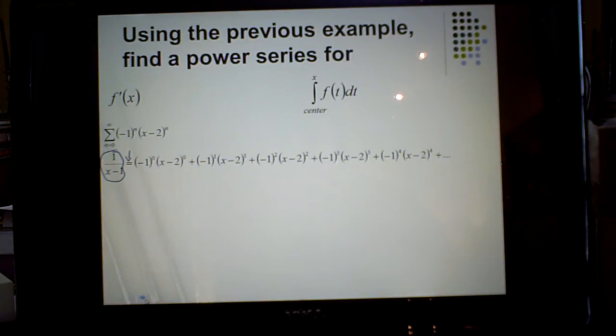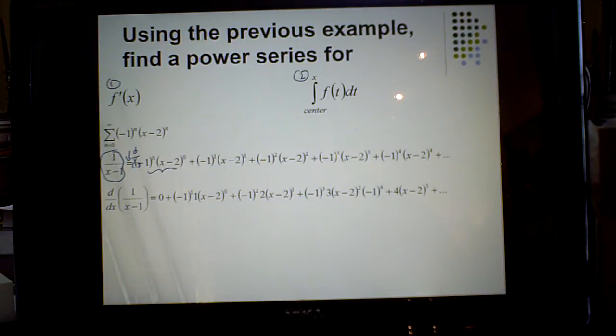I have an equation. I can do what I want to one side of the equation as long as I do the same thing to the other. I'm going to take the derivative of both sides. So I'm going to focus here first. Don't worry about doing integration yet. I'm going to take the derivative of 1 over x minus 1, which means I'm going to take the derivative of this polynomial. But how easy is that?